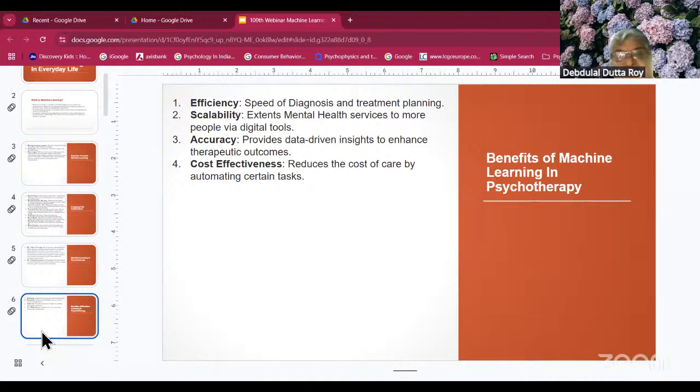Benefits of machine learning in psychotherapy: efficiency, speed of diagnosis and treatment planning. Suppose you have observed some symptom cluster within your client, and you want to know whether this cluster is associated with the cluster of another diagnostic group. Then you can apply the machine learning model. Scalability extends mental health services to more people via digital tools. Accuracy provides data-driven insights to enhance the therapeutic outcome. Cost effectiveness reduces the cost of care by automating certain tasks.